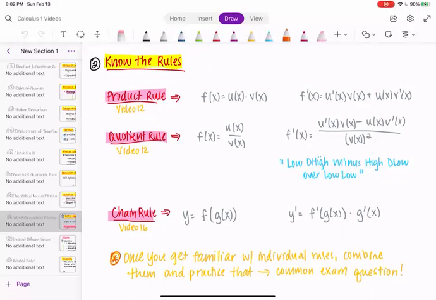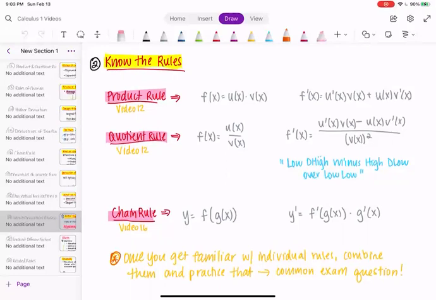So my recommendation is once you get familiar with solving the individual rules themselves, like just two-part product rules or two-part quotient rules or two-part chain rules, expand it, try to do three-part product rules, three-part chain rules, quotient rules that have product rule or chain rule in them, and practice that.